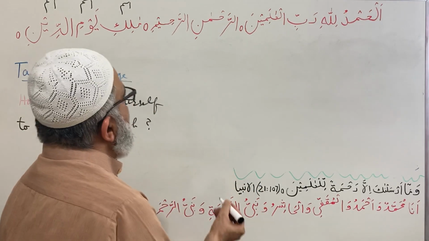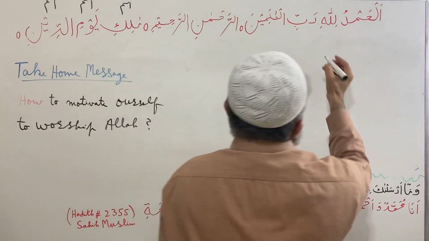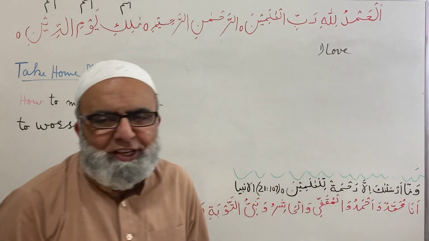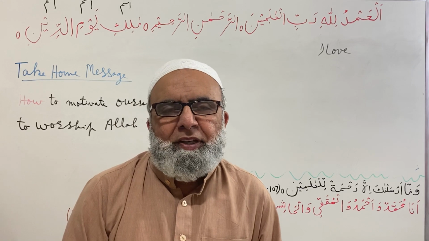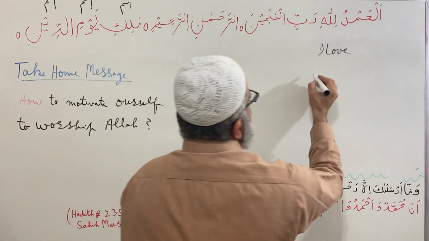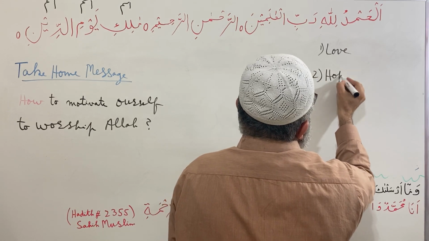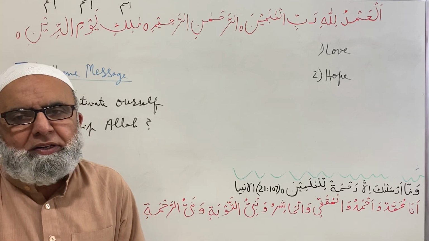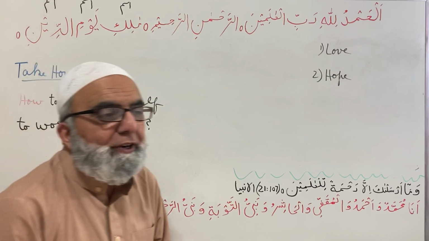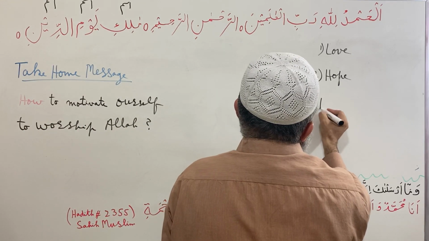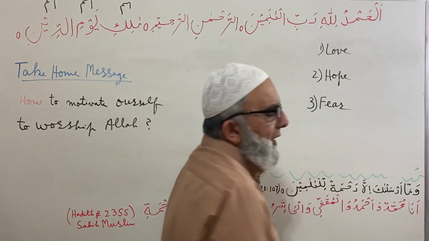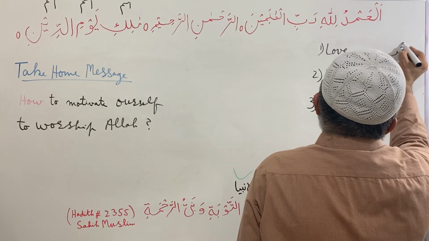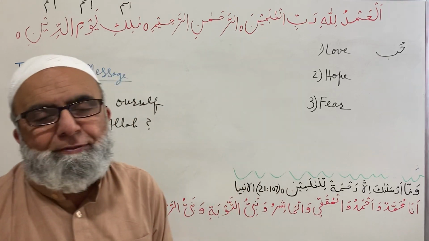The first one is love. If you have love for anything, you can do it very easily. The second thing is hope. If you perform something and are thinking of a good reward you can get, you are always engaged in that work. And sometimes we work under fear. So the first thing is love, then hope. In Arabic, love is called hub.